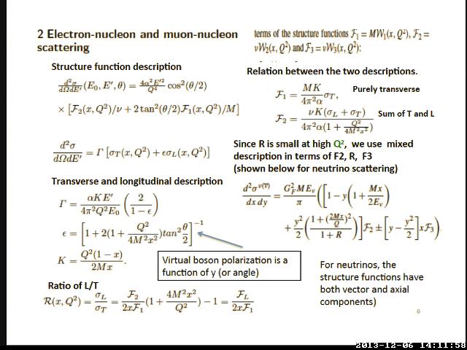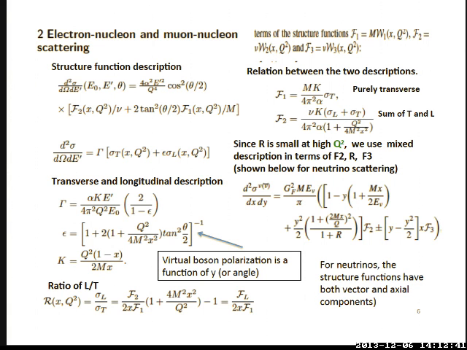So here is the relationship between F1 and sigma T. F1 is purely transverse, and F2 is purely longitudinal. Now, F2 is the sum of longitudinal and transverse. And since R is very small, a lot of times people use a mixed notation where they use F2 and R. So here's a mixed notation for neutrino scattering, which also has another structure function, xF3, and they use F2 and then use R, which is from the other notation, because at high Q squared R is supposed to be small. In general, R is supposed to be much less than 1. Maybe it can be a half or a third when it's big.